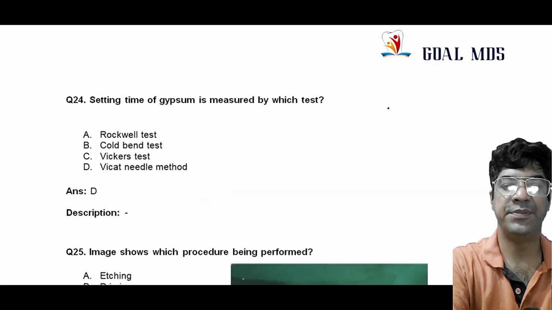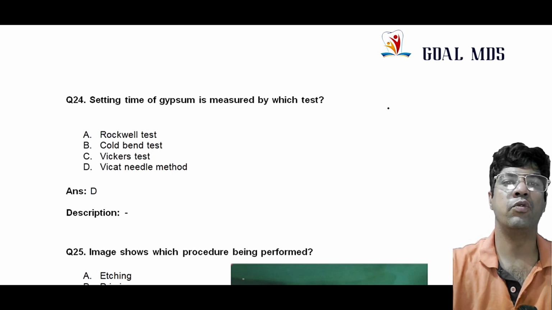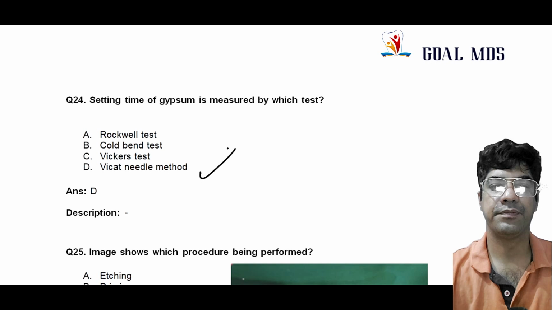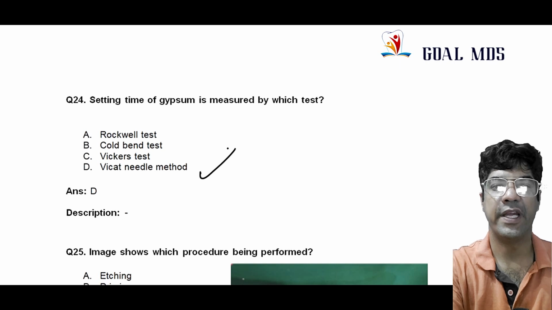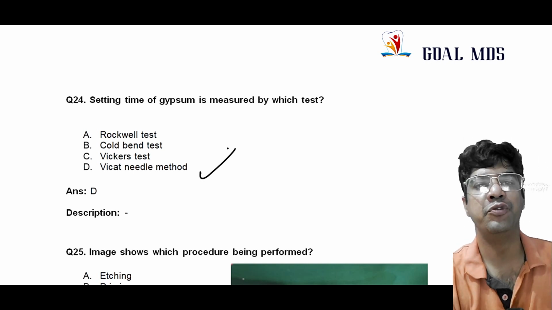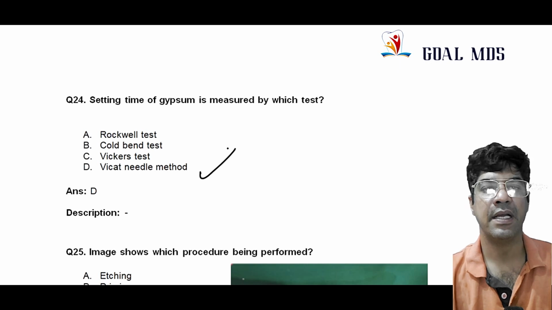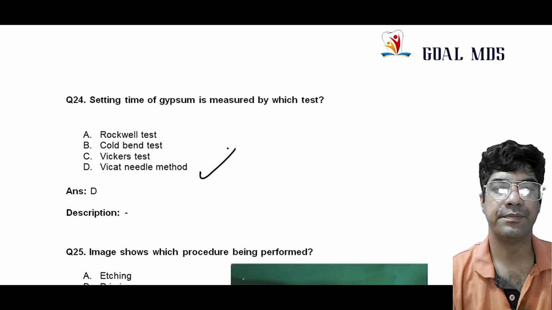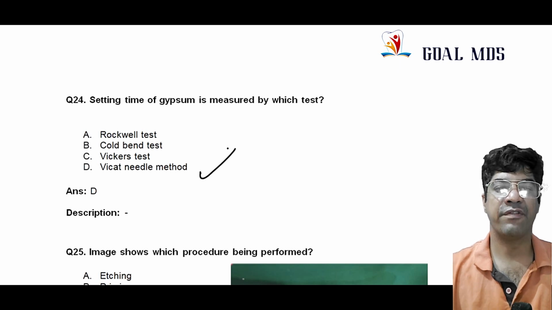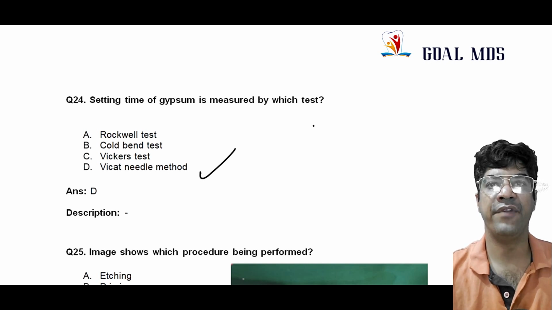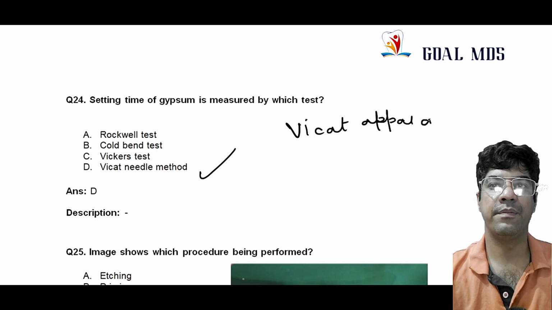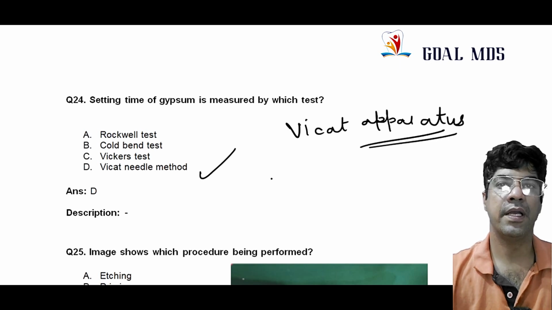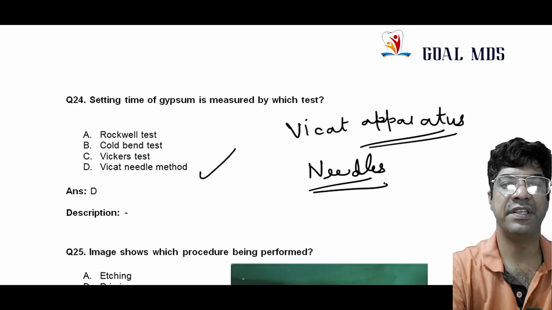The setting time of gypsum is measured through the Vicat needle. The Vicat needle is a laboratory apparatus used to determine the setting time of cement, gypsum and other materials. It consists of a metal frame with a vertical guide rod. It has needles that come in various diameters and shapes.